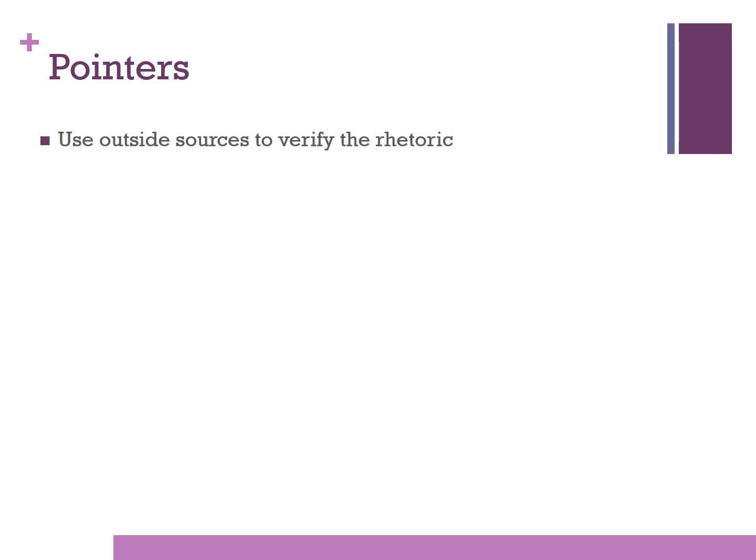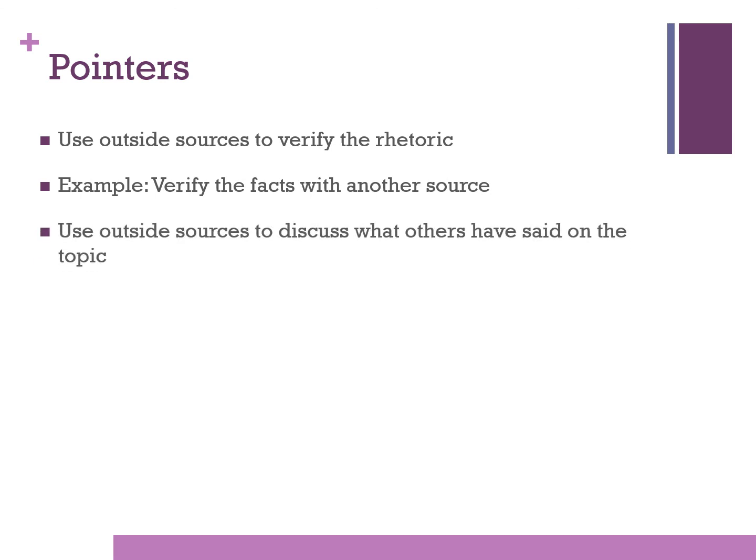First of all, you've got to use outside sources to verify the rhetoric. For example, you can verify the facts that were presented in the article with another source. Maybe someone talked about global warming, and you can verify whether or not those statements were true in the article you're looking at. You want to use outside sources to discuss what others have said on the topic. Maybe other people have said something similar that helps prove what was written in the paper you're looking at.